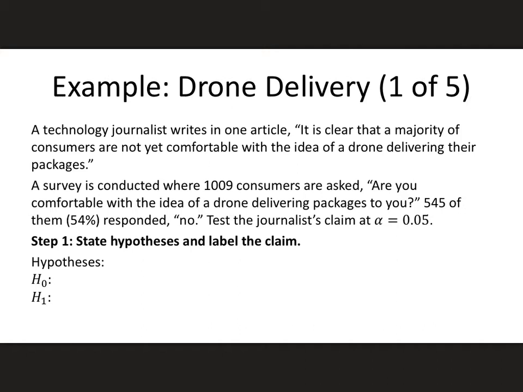So the first thing we need to do is figure out how to write our hypothesis. We know that a majority of consumers means greater than 0.5. So because it is a greater than 0.5, we're going to make that our alternative hypothesis. So p is greater than 0.5, and this is our claim. So the null has to be less than or equal to 0.5.